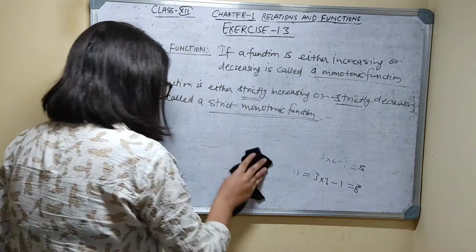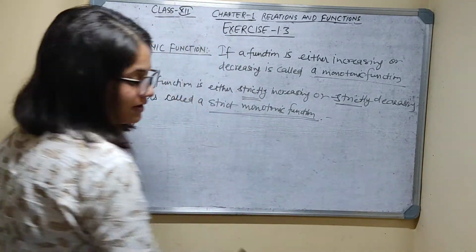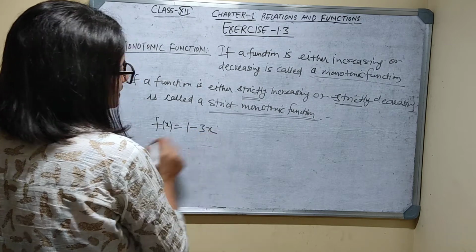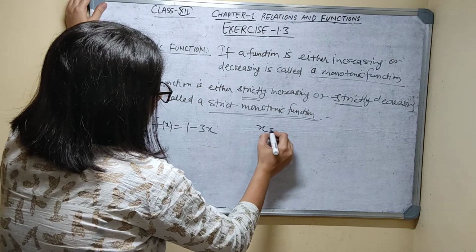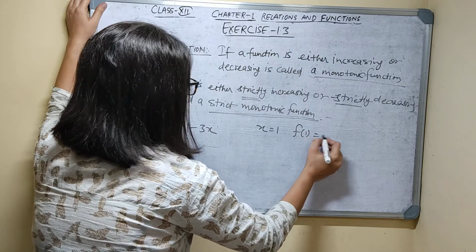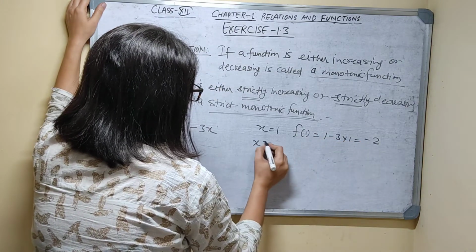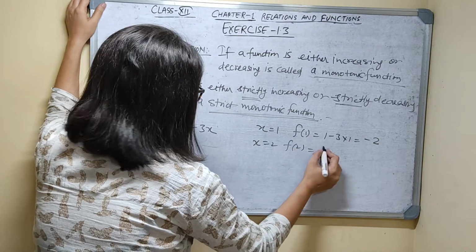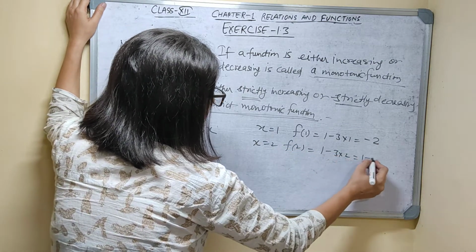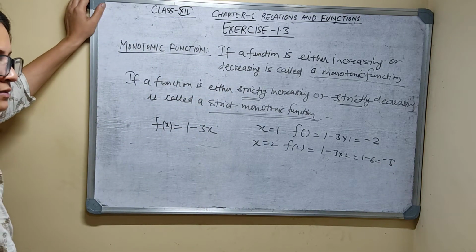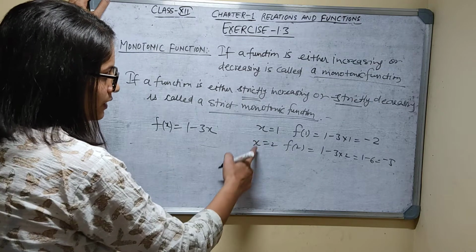Now one more example I will give for strictly decreasing. You can say f of x is equal to, one function I'm writing, f of x is equal to 1 minus 3x. If you put x is equal to 1, you will get f of 1, 1 minus 3 into 1, that is 1 minus 3, that is minus 2. If I put x is equal to 2, f of 2 will be 1 minus 3 into 2, that is 1 minus 6, so minus 5. Is it clear? 1, 2, minus 2, minus 5.